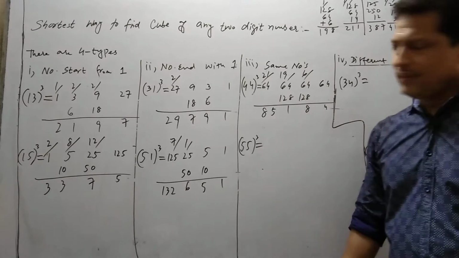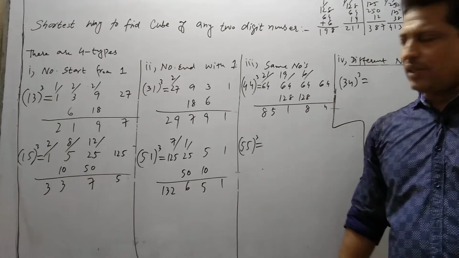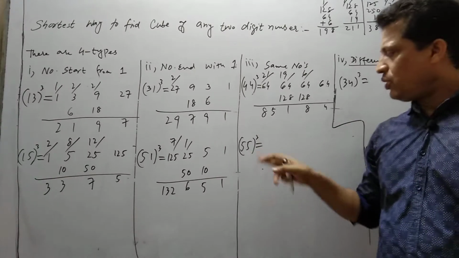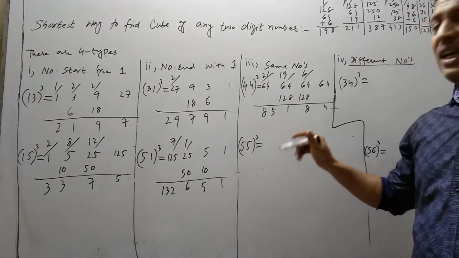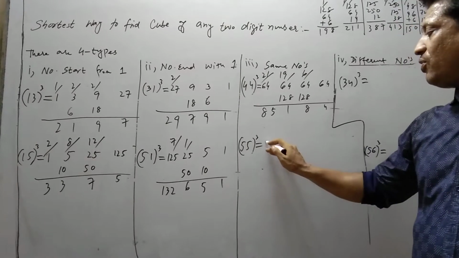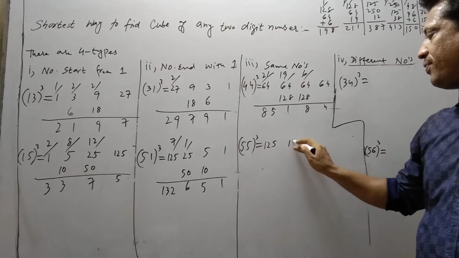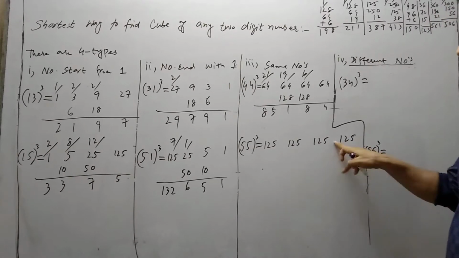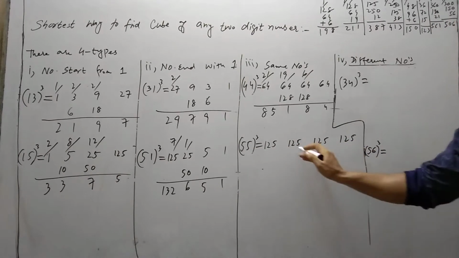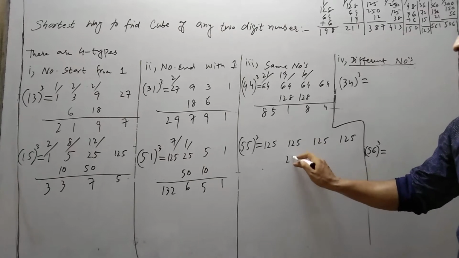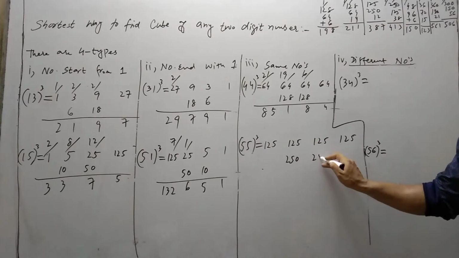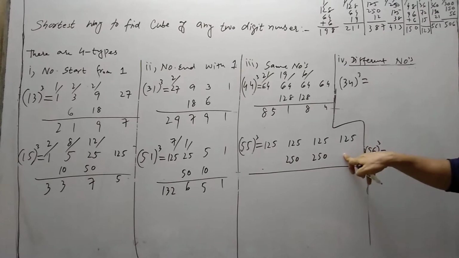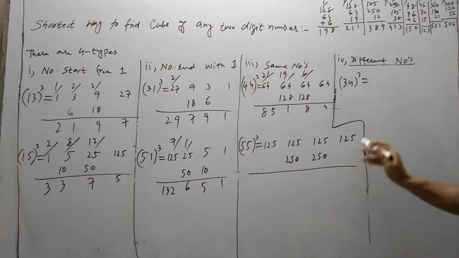I hope you understand. Now take the next question: 55 cube. Take any one of the numbers, because both numbers are the same. So we are taking 5. 5 cube is 125. So write 125 five times: 125, 125, 125, 125. Leave the first digit and last digit. Double the middle numbers: 125 into 2 is 250, 125 into 2 is 250. Add them. This is 125. Here there is no number, so 125 plus 0 is 125.